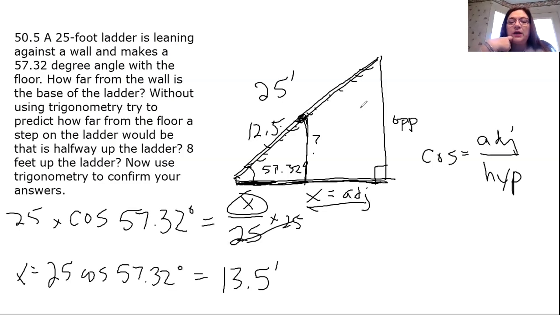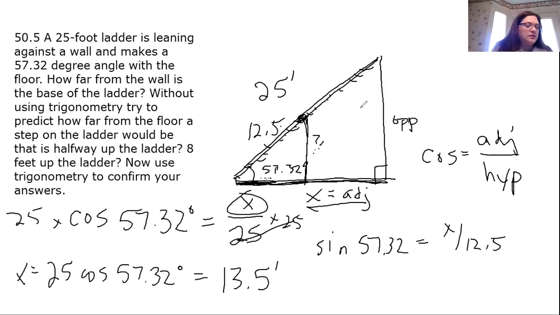So how would we find it with trigonometry? Well, with trigonometry, we know this is what? Opposite or adjacent to 57.32? It's opposite. So sine of this angle equals x over 12.5. So 57.32 sine times 12.5, x equals 10.5.